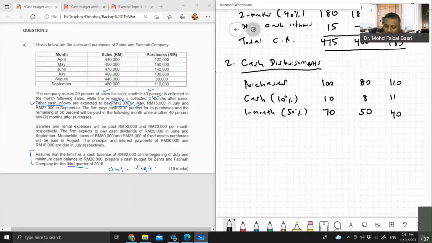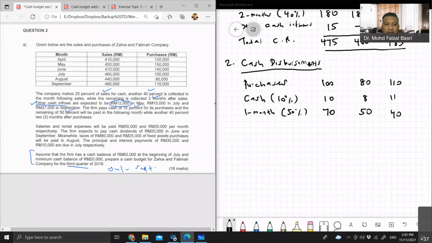Again, remember the rule. Number one, make sure the amount is correct. Number two, the timing is correct. You know which month this value represents, based on whether it's cash, 1 month or 2 months. So all 3 are complete, then we have this 50% done.